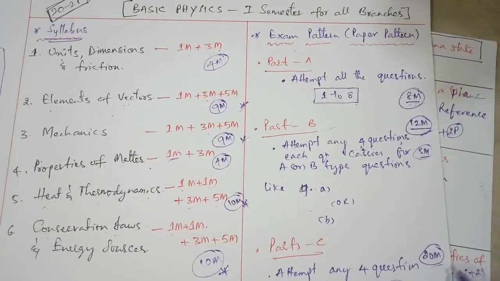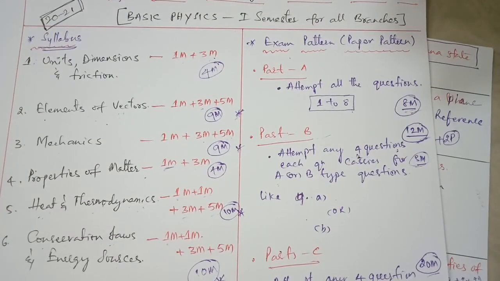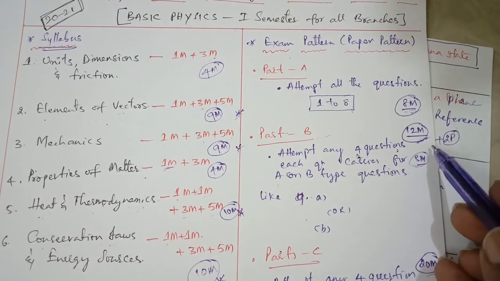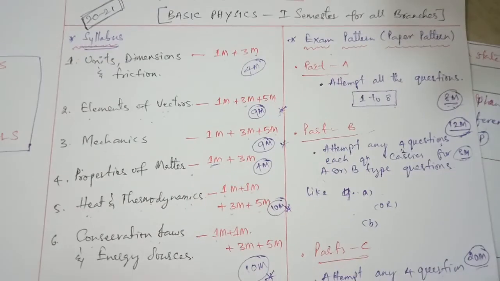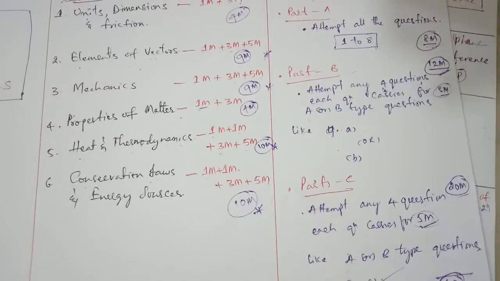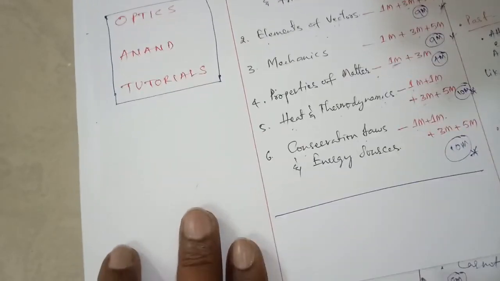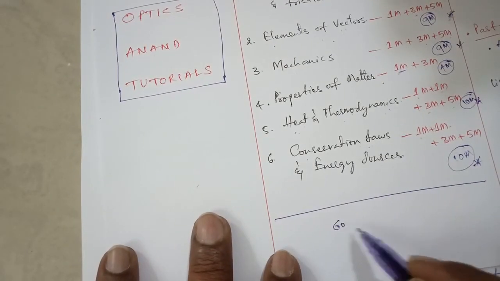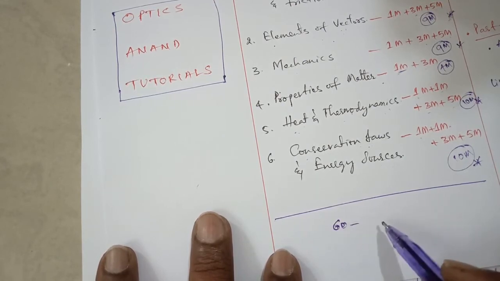This is total 20 and this is total 8 marks. So what is the total marks? 20 plus 12 is 32, plus 8 is 40. So the semester examination will be conducted for 40 marks only. The remaining 60 marks will be internal.